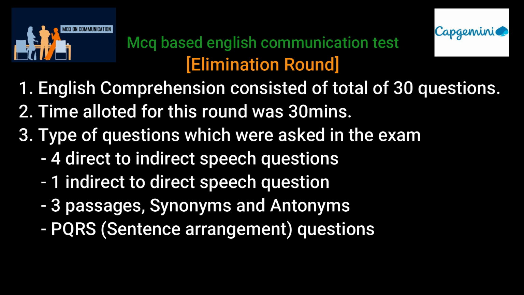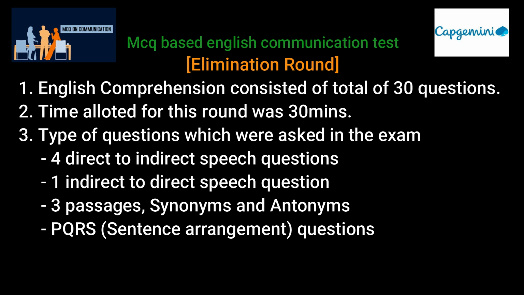The English comprehension round consisted of a total of 30 questions and the time given was 30 minutes. 30 questions in 30 minutes means you have 1 minute per question. These are the types of questions which were asked in the exam: 4 direct to indirect speech questions and 1 indirect to direct speech question, 3 passages, synonyms and antonyms, and PQRS type questions, that is sentence arrangement questions. As I have already mentioned, this is an elimination round.